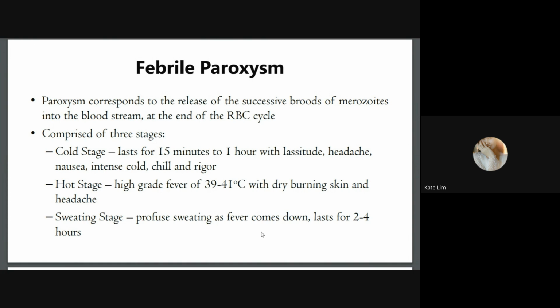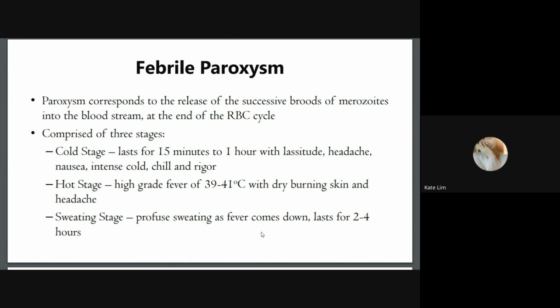So it's like you've just run a marathon in a sauna. This stage can last anywhere from 2 to 4 hours, and it's a sign that the body is finally regaining control. But the patient starts to feel exhausted and weak. The worst part of the fever is already over. So, this is your paroxysm.